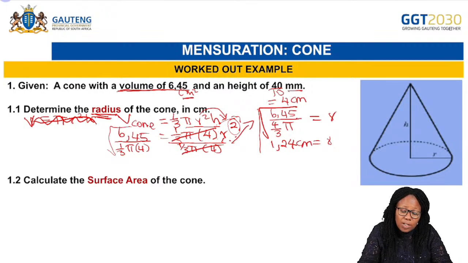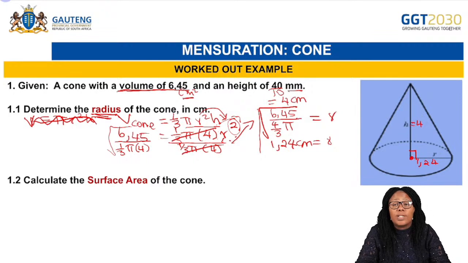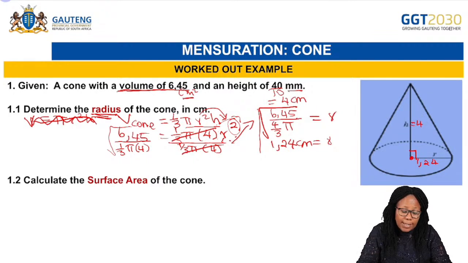Then we can plug in into the diagram there. The height is equal to 4, and then the radius is 1,24. And then remember this height, grade 12, it is always a perpendicular height. It goes straight to the center of the circle then.